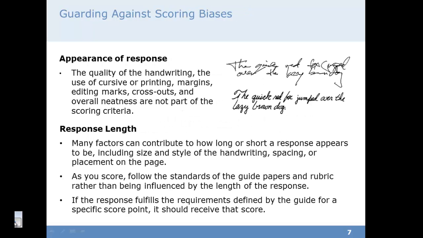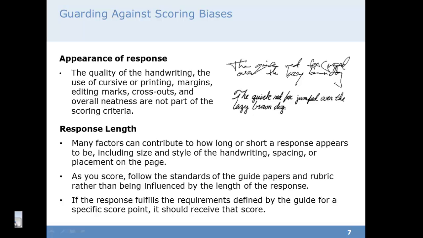It's important to remember that the quality of the handwriting, the use of cursive or printing, margins, editing marks, crossouts, and the overall neatness are not part of the scoring criteria. We also should be aware that the response length is not necessarily indicative of a high quality or a low quality response. Many factors can contribute to how long or how short a response appears to be, including size and style of the handwriting, spacing, or placement on the page.